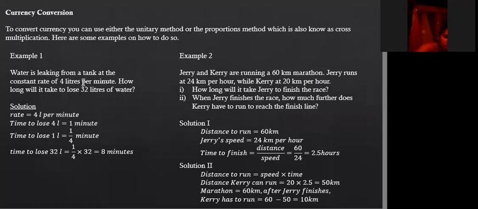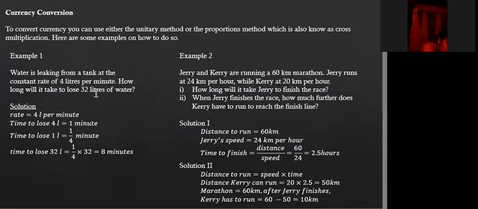They say water is leaking from a tank at a constant rate of 4 liters per minute. How long will it take to lose 32 liters of water? So the rate is equal to 4 liters per minute. How much time will it take to lose 1 liter? The time to lose 4 liters is 1 minute. The time to lose 1 liter is equal to 1/4 minute, a quarter of a minute. So the time to lose 32 liters will be a quarter multiplied by 32, which is equal to 8 minutes.